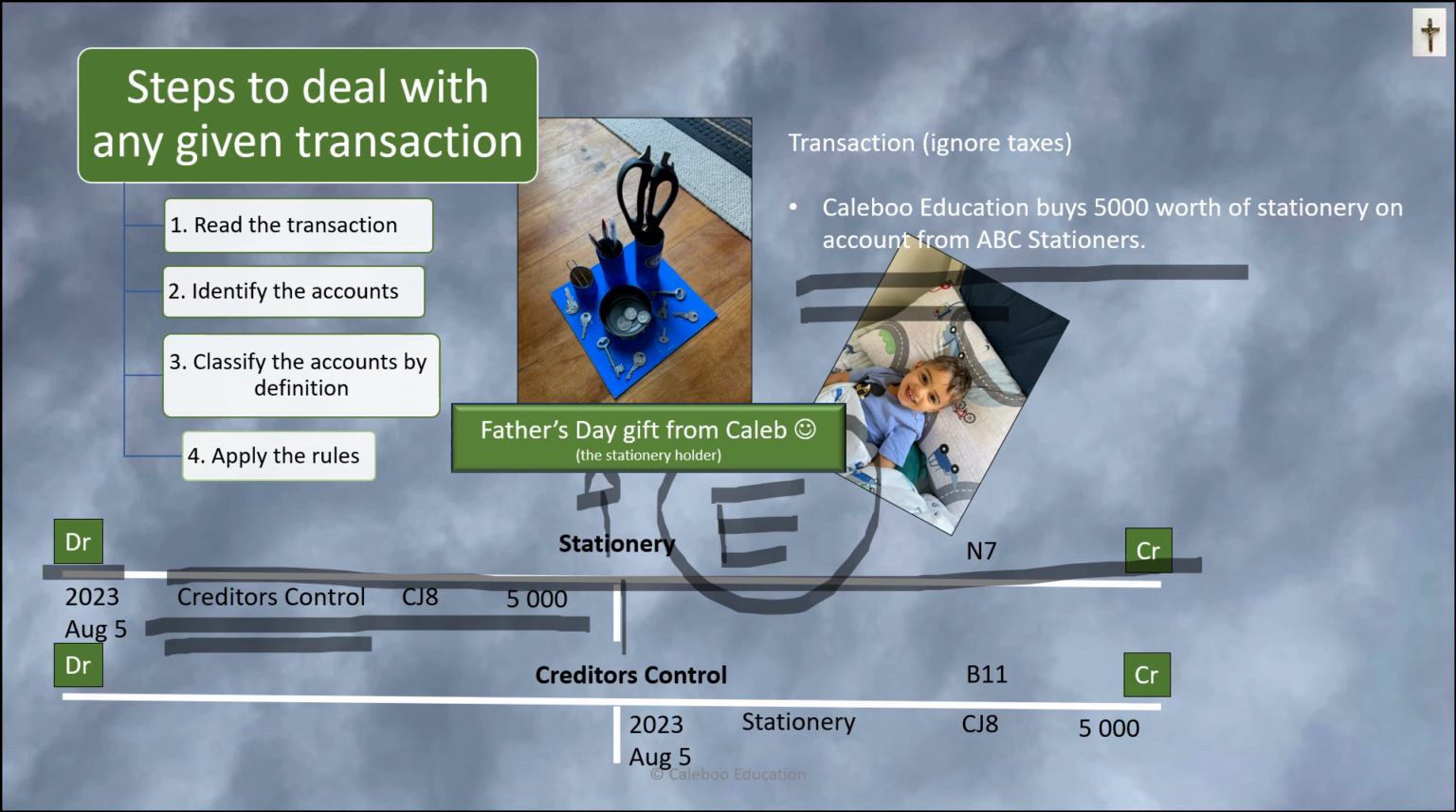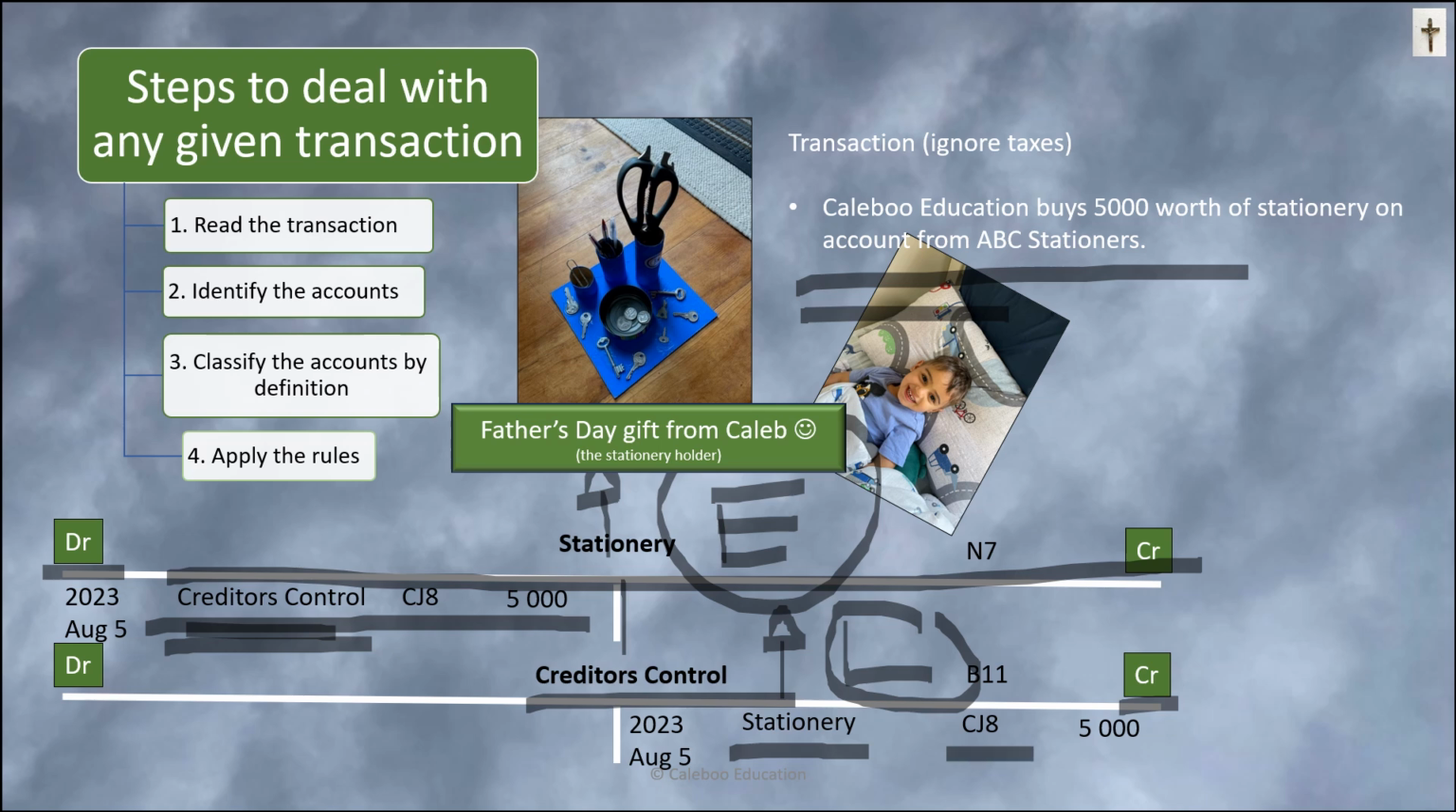Under details, you have the name of the other account affected by the transaction. Creditors control, you might know it as accounts payable. I'm using creditors control. We classified it as a liability. We owe more, an increase in liabilities. The rule says the account must be credited. Under details, we have the name of the other account, stationery.